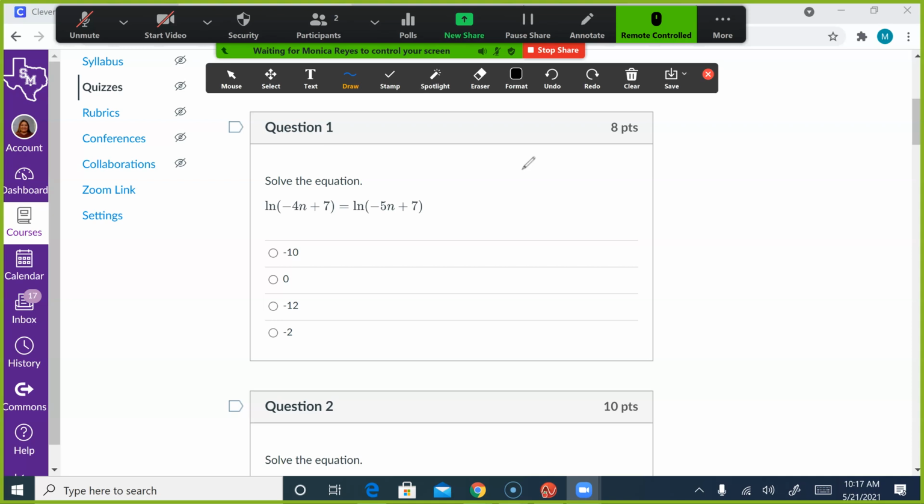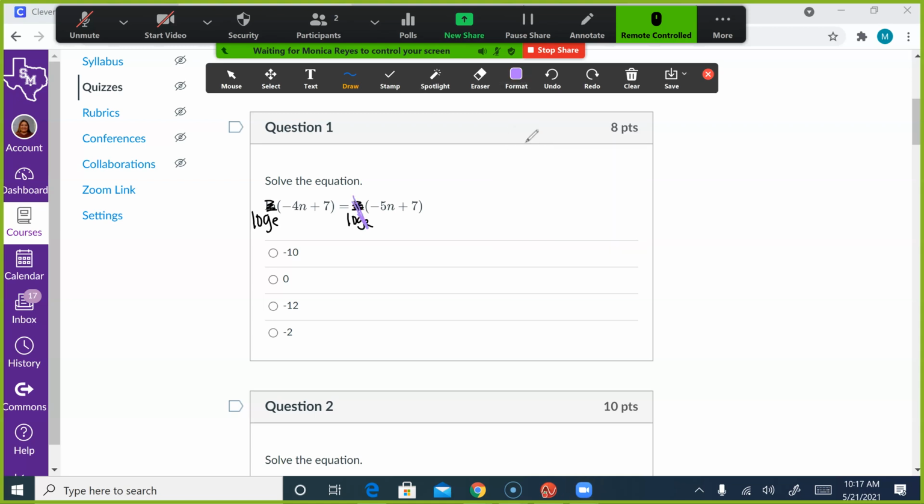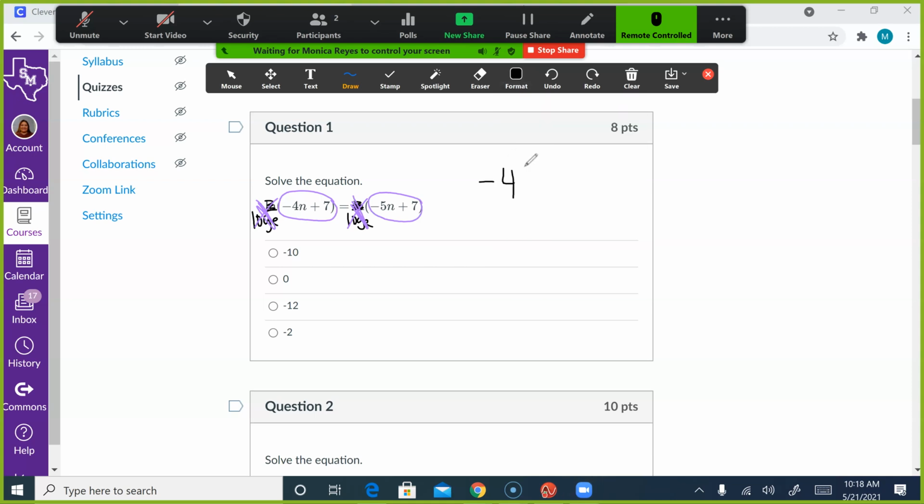So remember, ln stands for log base. This one stands for log base as well. When you have a log with the same base on both sides, those actually cancel out with each other. And we're just going to set this part equal to this side and solve for the variable. So we're going to do negative 4n plus 7 equals negative 5n plus 7.